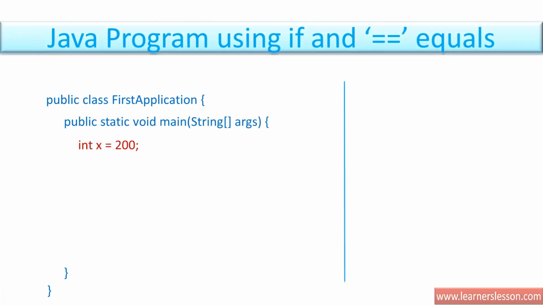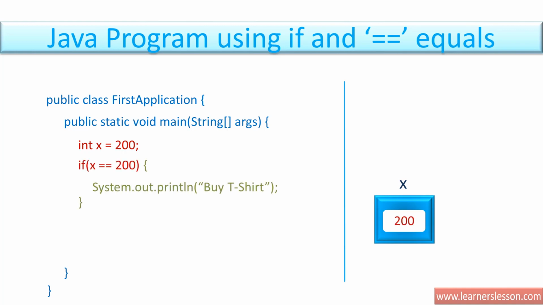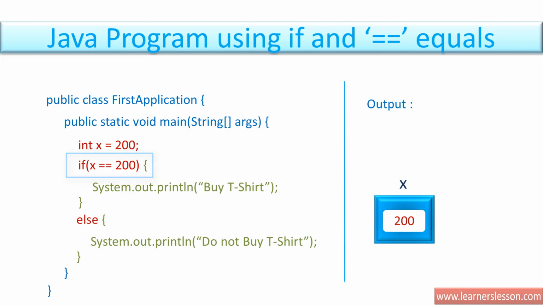So your friend goes to the market and finds the price of the t-shirt is 200 rupees. So he creates an integer type variable and assigns 200 to it. Then he writes the if statement and also the else statement. Now what happens is, in the if statement we check what is there inside x.